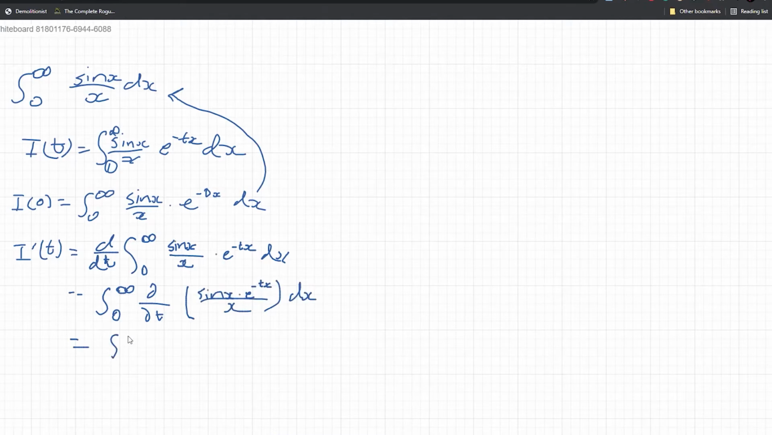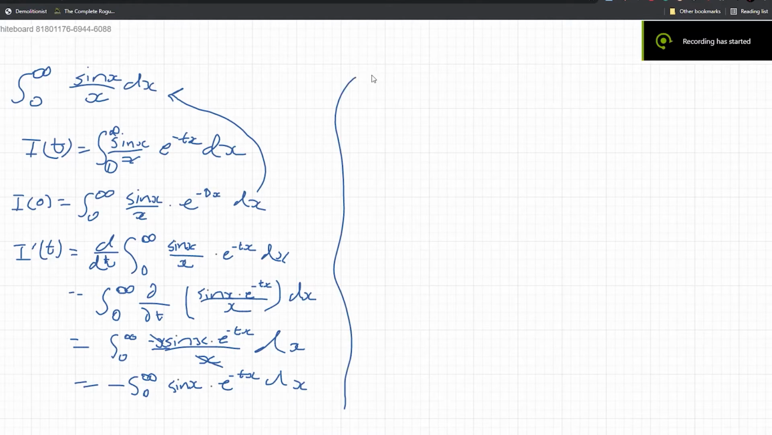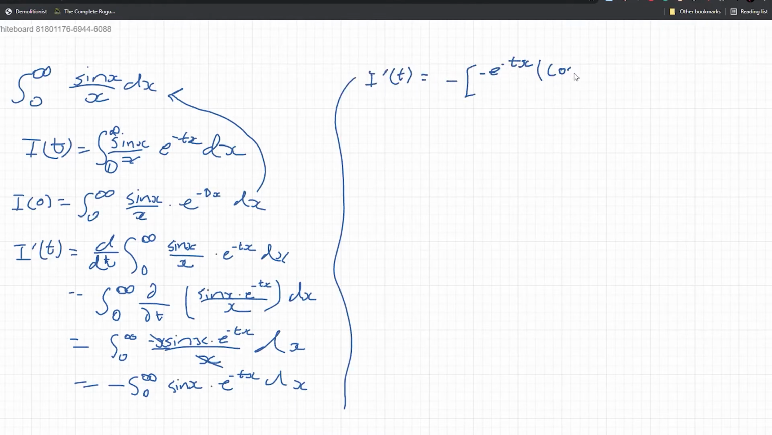So we do that, and we find that it gives us negative x sin x times e to the power of negative tx over x. So now we can cancel out the x's, and we'll be left with negative sin x times e to the power of negative tx. From there, we want to use integration by parts to get negative e to the power of negative tx outside of (cos x plus t sin x) over (t squared plus 1).